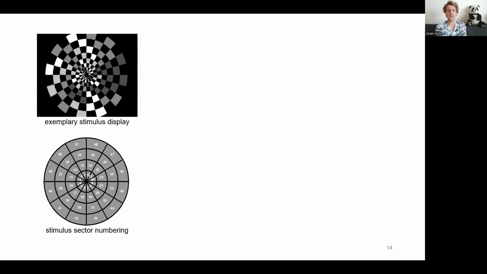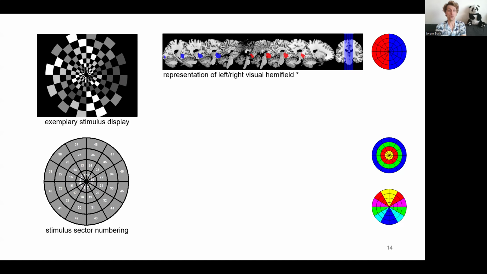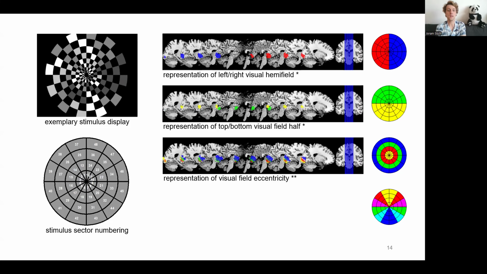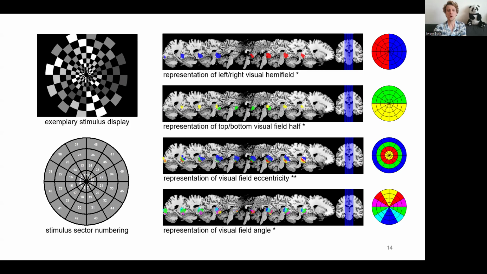We then performed a repeated measures ANOVA with eccentricity and angular direction as within-subject factors. And in this way, we were able to recover several well-known properties of the visual system, such as the contralateral processing in visual perception, the representation of top, bottom, and medial versus lateral parts of the visual cortex, the representation of eccentricity along a posterior-anterior axis, and the representation of angular direction along a perpendicular dorsal-ventral axis.